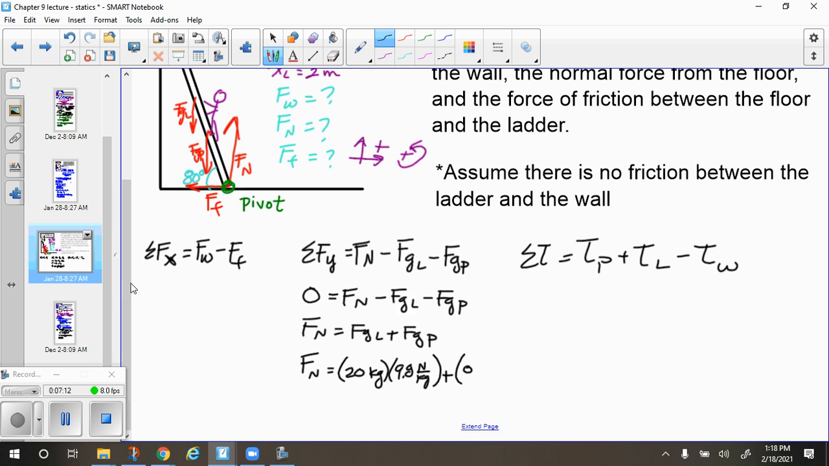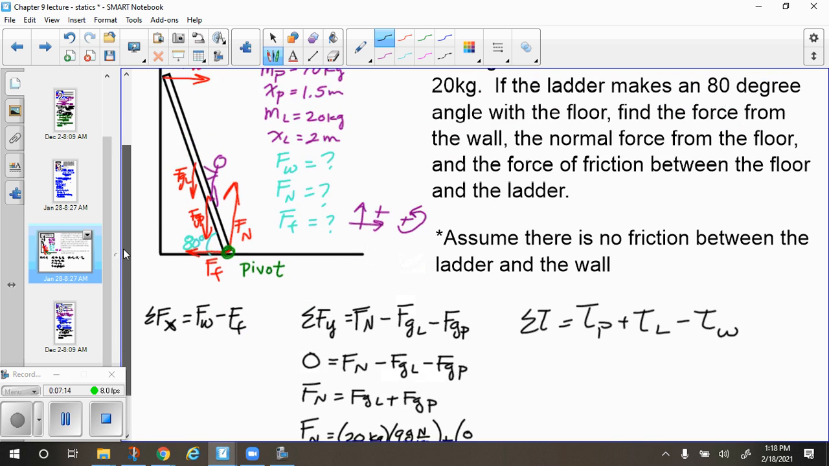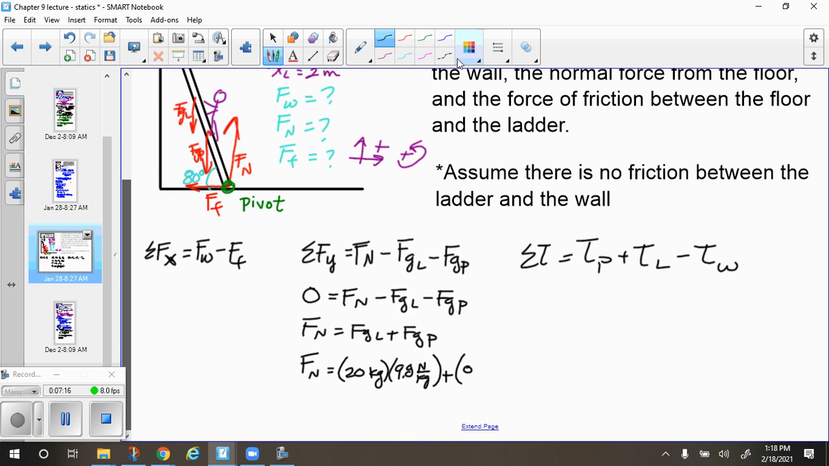I remember an 80. Oh, 80 degrees, 70 kilograms times 9.8 newtons per kilogram. And so we get a normal force equal to 882 newtons. So that's the normal force.